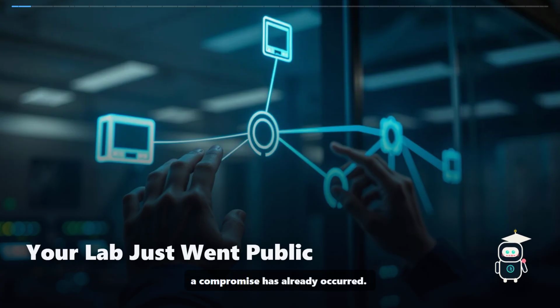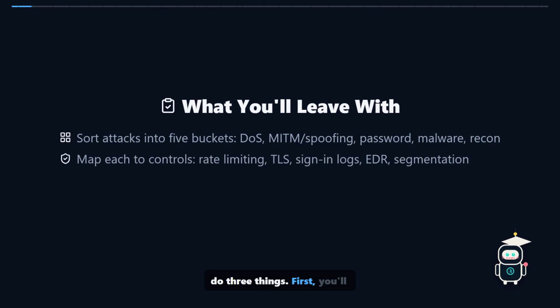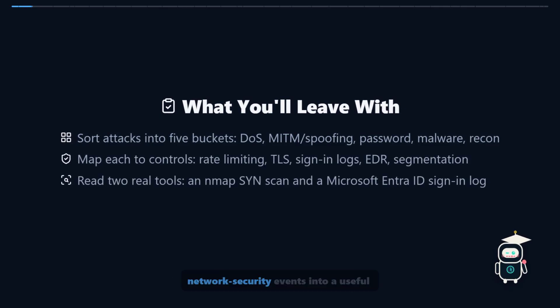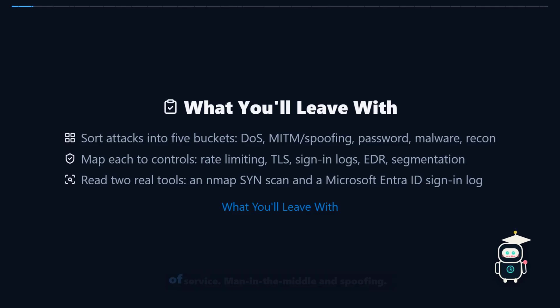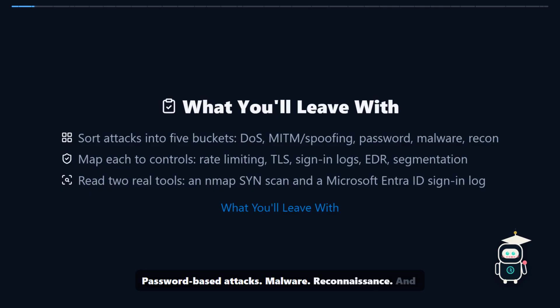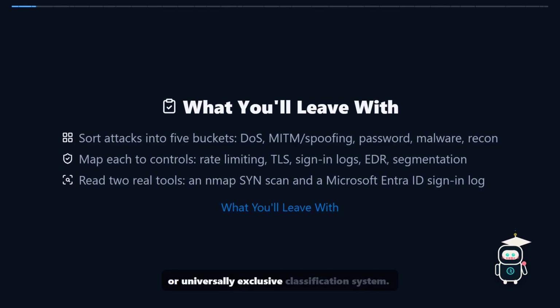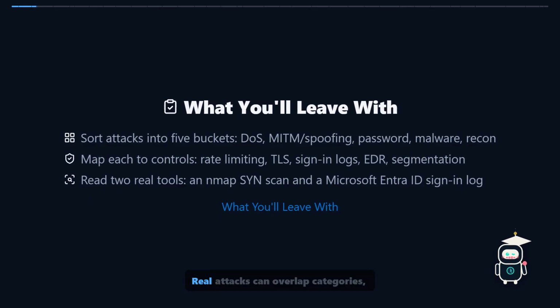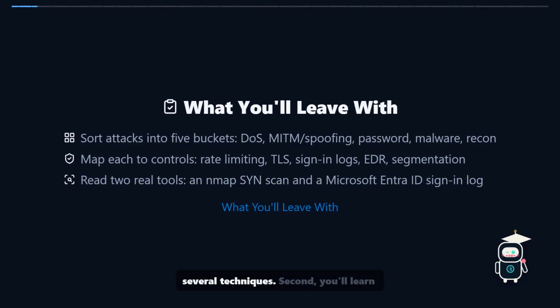has already occurred. By the end of this video, you'll be able to do 3 things. First, you'll be able to classify common network security events into a useful starting set of categories: denial of service, man-in-the-middle and spoofing, password-based attacks, malware, reconnaissance, and social engineering. These categories are a learning framework, not a complete or universally exclusive classification system. Real attacks can overlap categories, and one incident may involve several techniques.